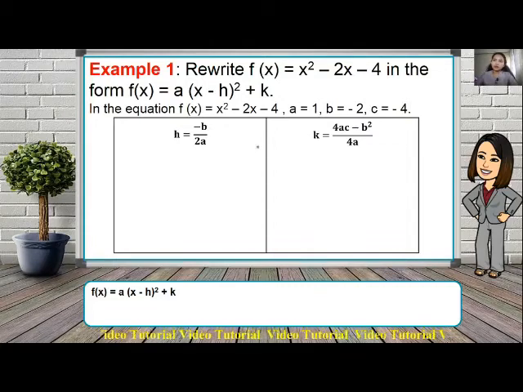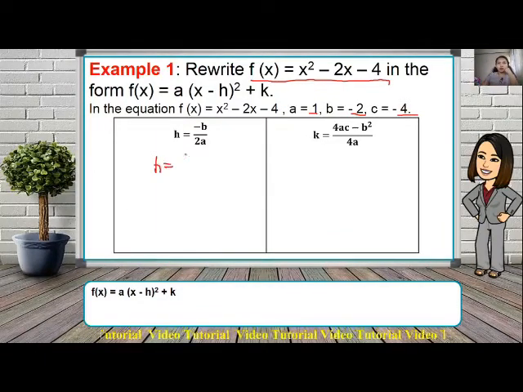Proceeding with our first example, so transforming the general form x squared minus 2x minus 4 into its vertex form, identify first the values of a, b, and c. So a equals 1, b equals negative 2, and c equals negative 4. So now let us substitute it in our formula.